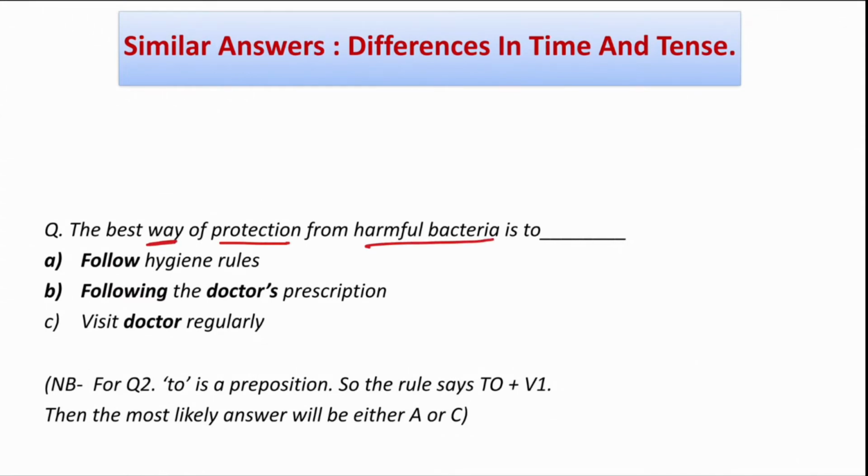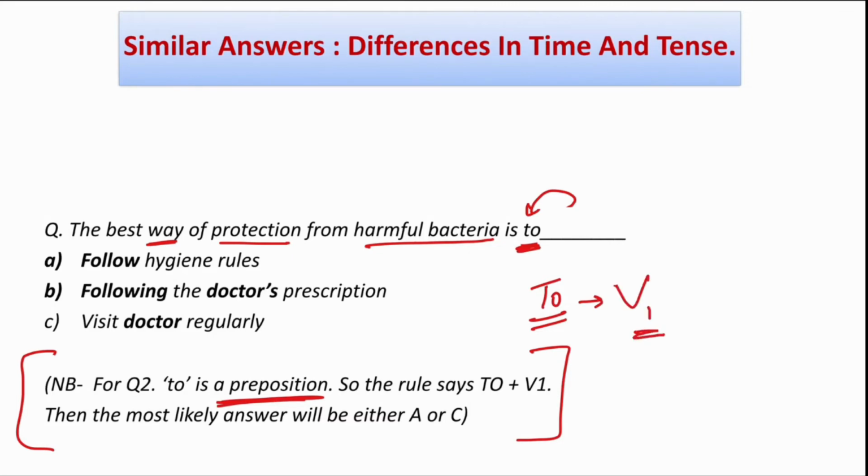Now here, when you check the sentence, you have to complete the sentence, but the questions are multiple choice. So here you need to mark the keyword before the blank as well, and it is written to. So there's a note here for your reference. Whenever you get the word to, it is called a preposition. So the rule says to always comes with the verb's first form.